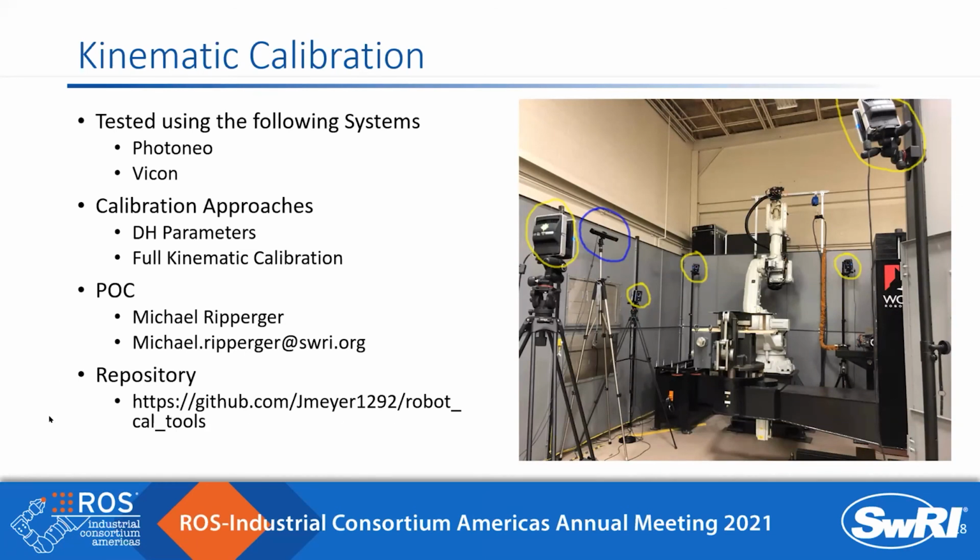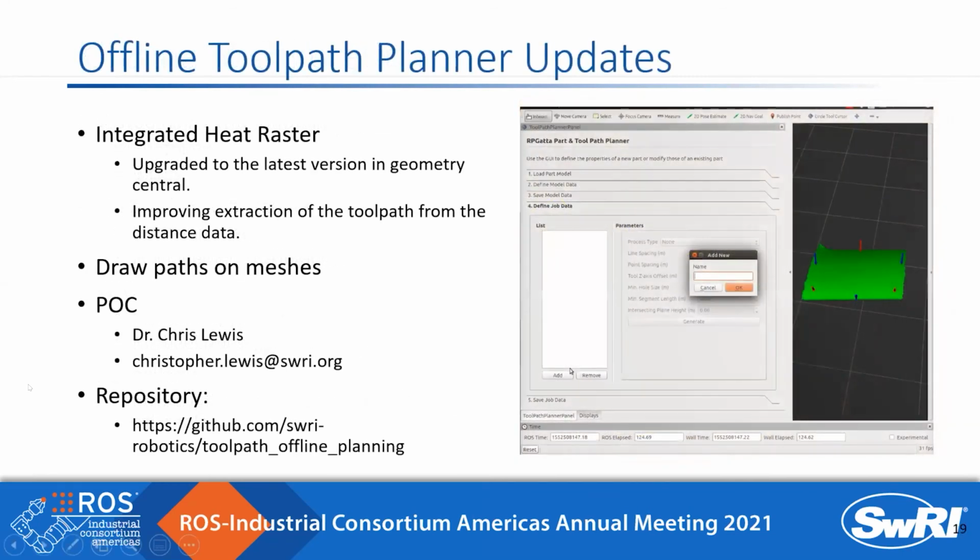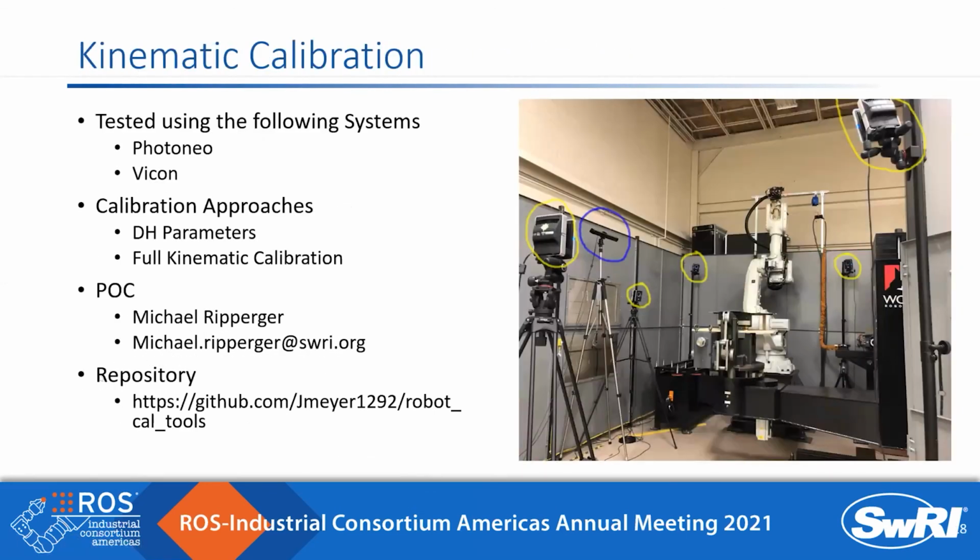The point of contact on that is Michael Rittberger. And as part of that, we were able to significantly improve the stitching of the data by having a more accurate kinematic model of our system. We used both Vicon and a PhotoNeo. The Vicon was for baseline for that system.